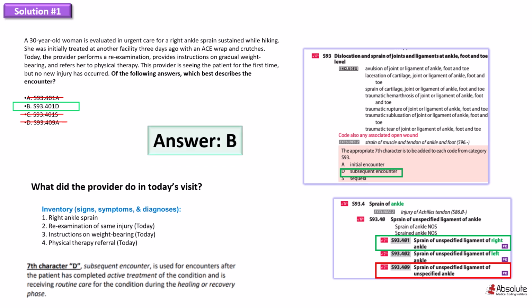Okay, coders, how do you feel? So, a lot of you probably got this correct, and that is outstanding. And some of you may have had aha moments, and even if you got it correct, you still may have had an aha moment. So, I hope you did. And now we have another scenario.